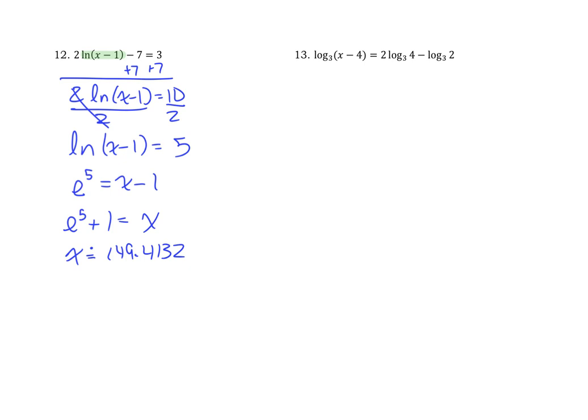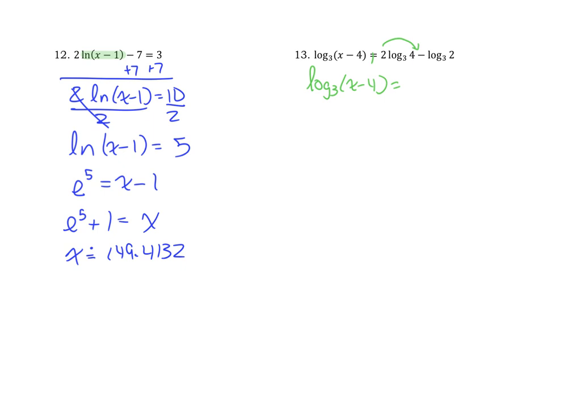Okay, so the next one, I look at my equal sign. I've got logs on both sides. So I'm going to condense the right side first. So log base 3 of x minus 4 equals, remember that the 2 in front makes that an exponent. So 4 squared, minus means division, over 2.